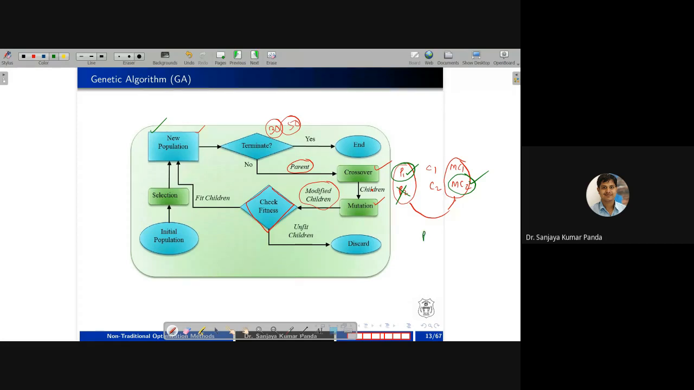Earlier there was P1 and P2. Now P1 will be there as it is, but P2 will be replaced by modified children 2. Right? Now I'll check the termination, because one condition is over, one iteration is over.